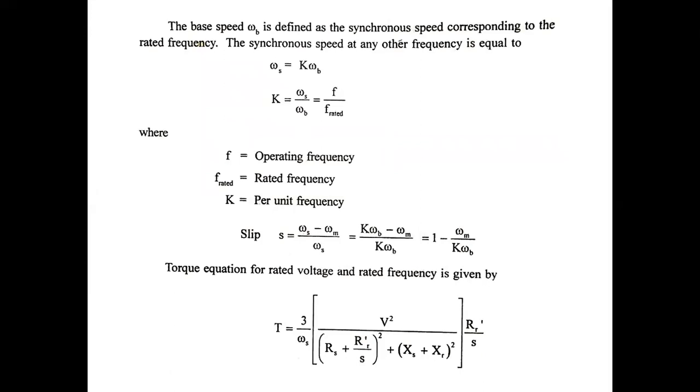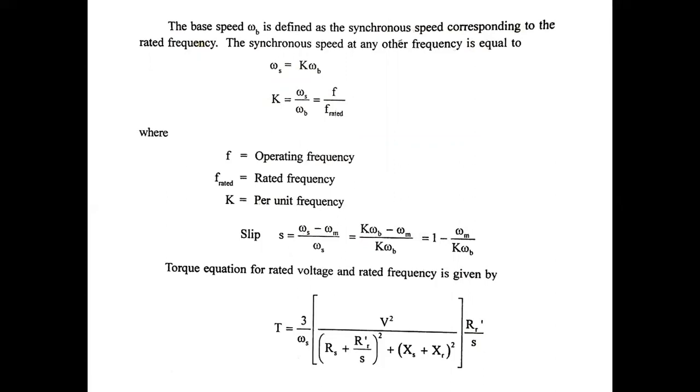Now, once the frequency is varied, either low frequency or high frequency operation, it is set based on a base frequency. That base frequency we always term as the rated frequency of the induction motor. One term I am defining here is denoted as K. This K is termed as per unit frequency. This per unit frequency is defined as the ratio of the actual operating frequency to the rated frequency of the induction motor.